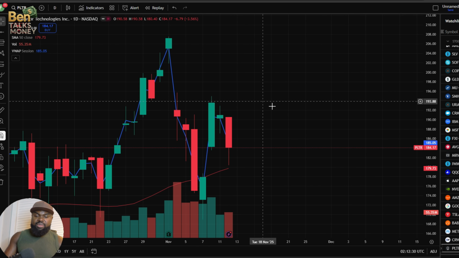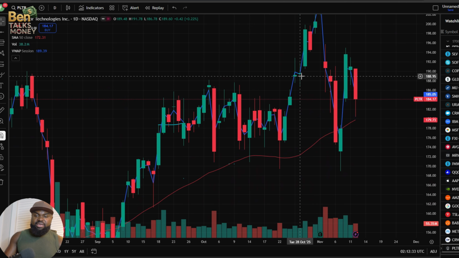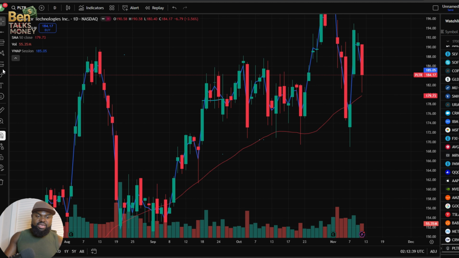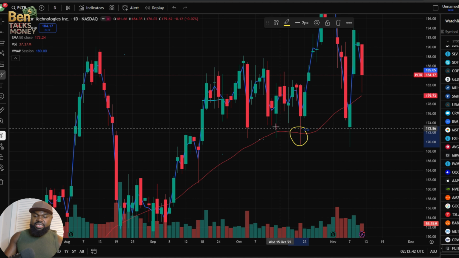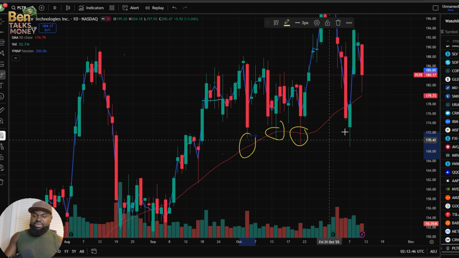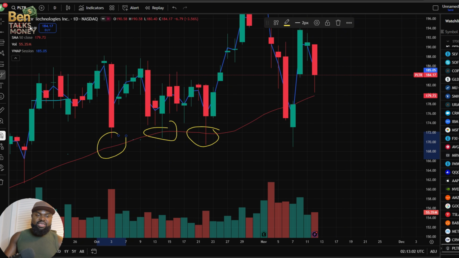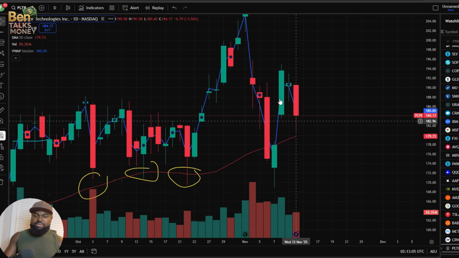Again, you see how Palantir has been respecting the 50-day SMA? Look at it. Right here, it got into the 50-day, it held, got into the 50-day, it held, and it pushed up. And right here on Friday, it broke below it. But as soon as it broke below it, look at the buying. A lot of buyers came in and they pushed it all the way up above the 50-day. And since then, look at it. It respects it.